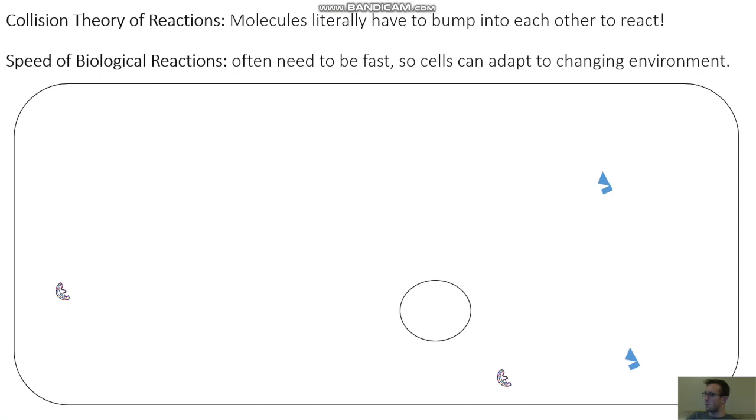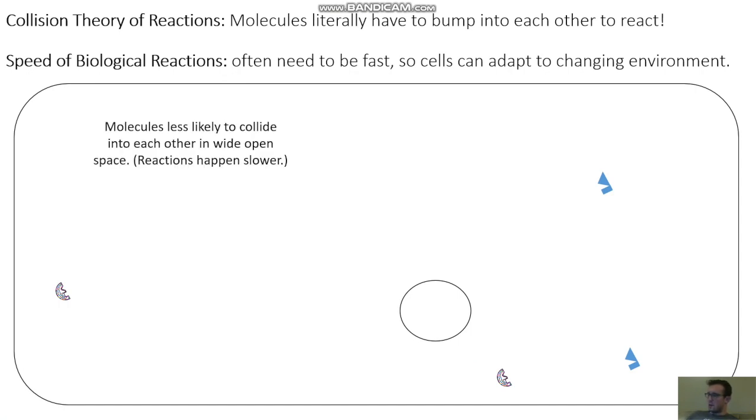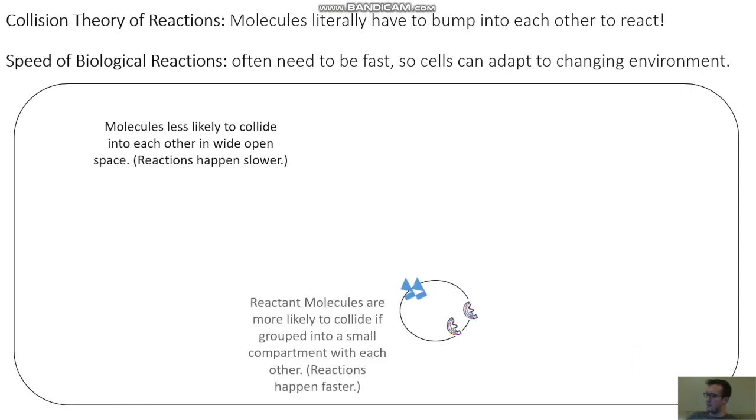of a challenge for living organisms, because living organisms often need their biological chemical reactions to happen quickly so that their cells can adapt quickly to a rapidly changing environment. And so when reactant molecules are spread out over wide open spaces, they're less likely to hit each other. They're less likely to collide, and reactions tend to happen slower. However, if the reactants are grouped together into smaller compartments, the reactions can happen a lot faster. The reactant molecules are much more likely to collide.